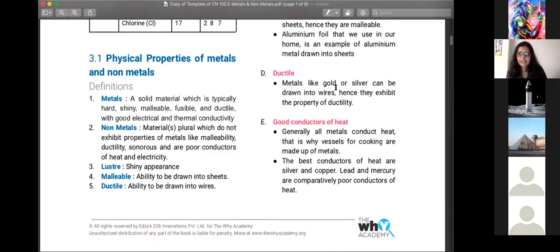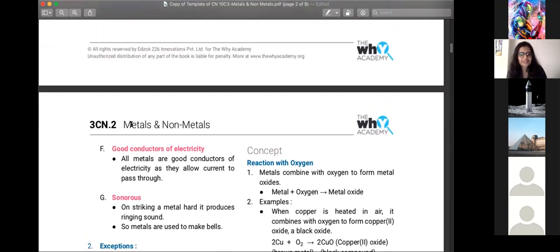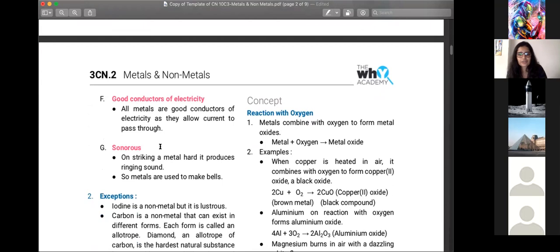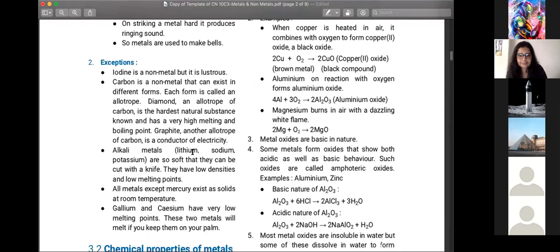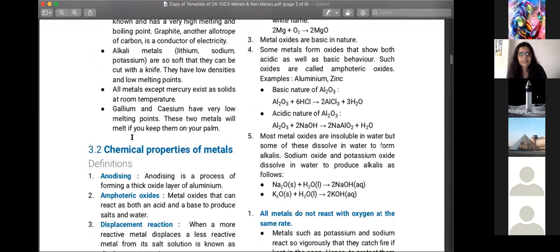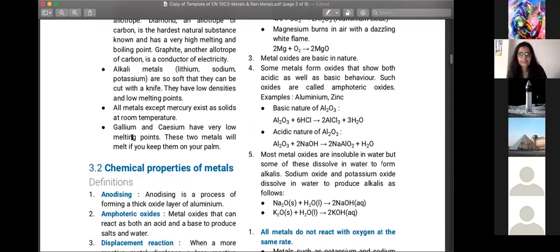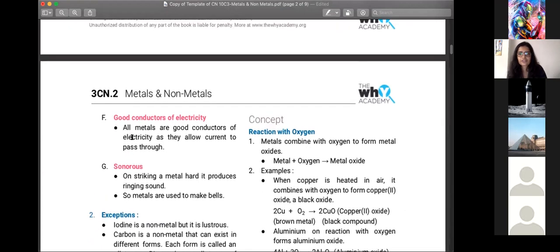Now coming to good conductors of electricity. You guys have mentioned lots of uses. Electrical wiring, anything to do with electricity, you use metals, even in chips and wires, chargers, everywhere. And sonorous also we discussed, used in making bells. Exceptions also we've discussed. Cool. So that is all the details of physical properties of metals versus non-metals.